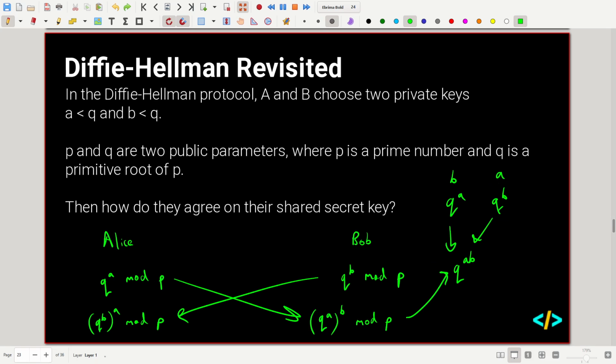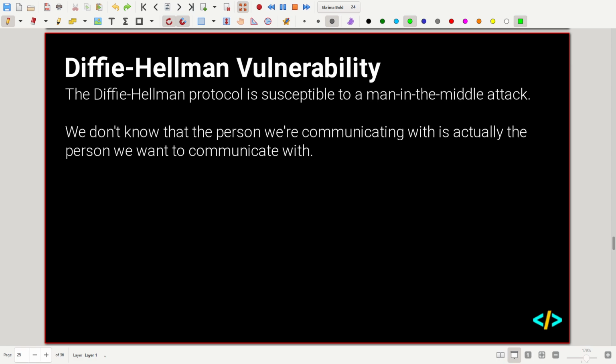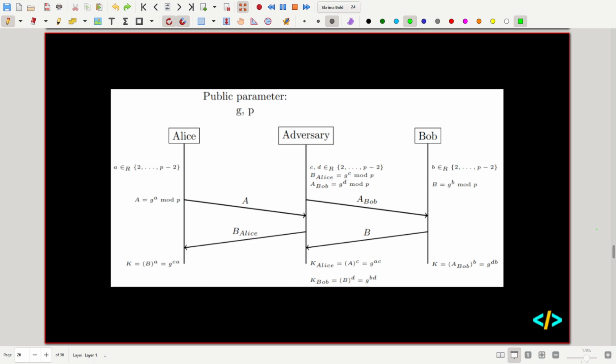Yeah, perfect, Ash. So we have our vulnerability, which is a man-in-the-middle attack. Now, we want to avoid this. We don't know that the person we're communicating with is actually the person that we want to communicate with. That's our main vulnerability in Diffie-Hellman. So this is just a visualization of what that might look like.